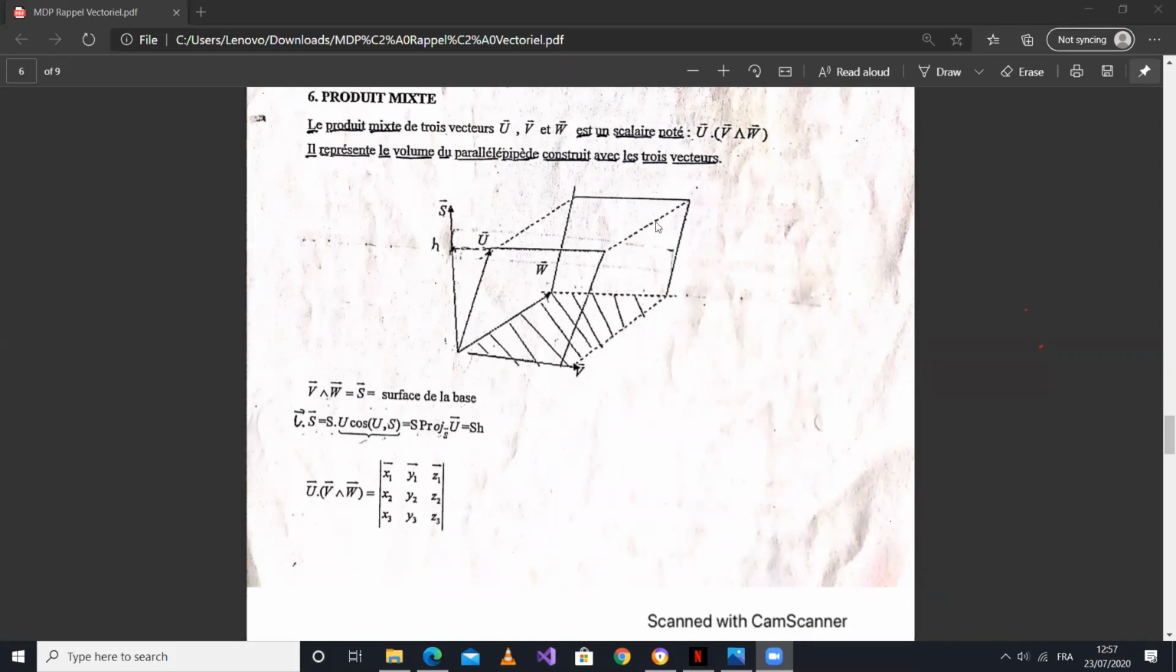Then finally, we are going to perform the last operation, which is the product scalar of U scalar S, as you can see from here. After we calculate S from here, we bring it down here, we say U scalar S to finish off the product mixed. So U scalar S, from the expression we got yesterday, we know that this is equal to magnitude of S multiplied by the magnitude of U multiplied by cosinus of the angle formed by the two vectors we have here, which is U and S.